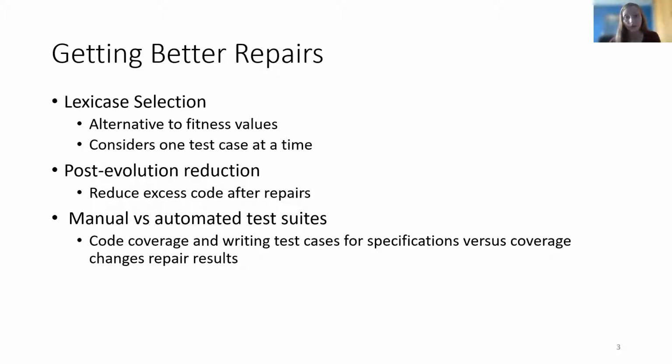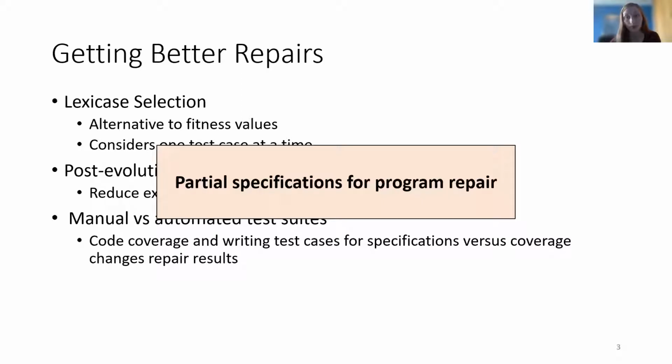We propose a new idea, using partial specifications for program repair to get simpler repairs. For this, we considered the idea that strong test suites may lead to complex repairs as they constrain the repair search from exploring areas of the potential solutions space.